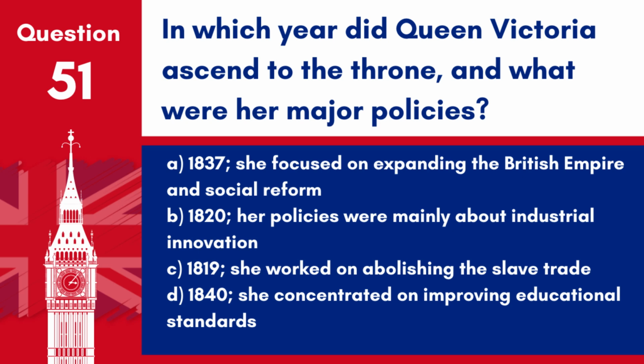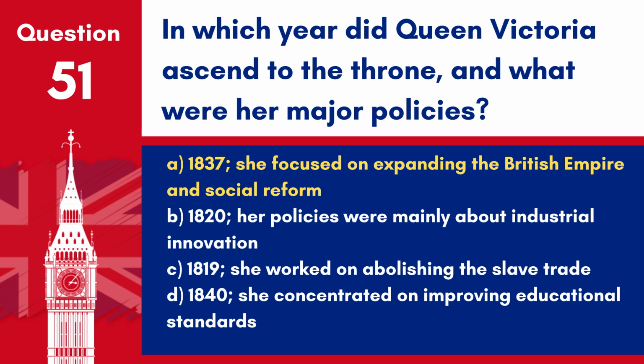Question 51. In which year did Queen Victoria ascend to the throne, and what were her major policies? A. 1837. She focused on expanding the British Empire and social reform. B. 1820. Her policies were mainly about industrial innovation. C. 1819. She worked on abolishing the slave trade. D. 1840. She concentrated on improving educational standards.